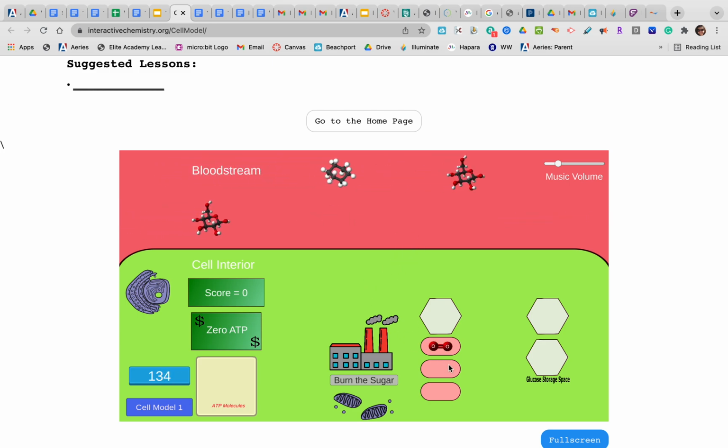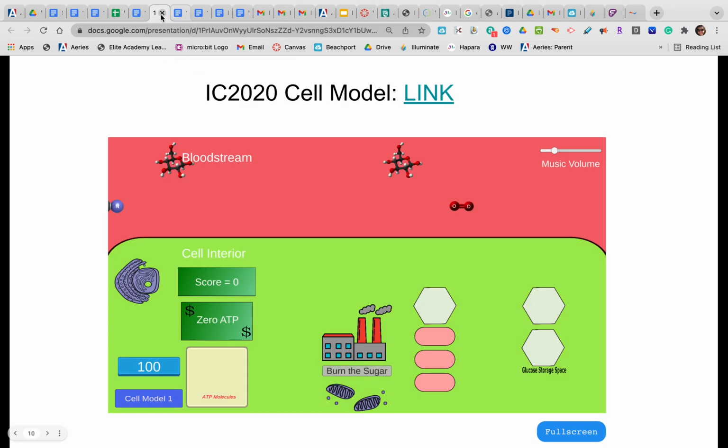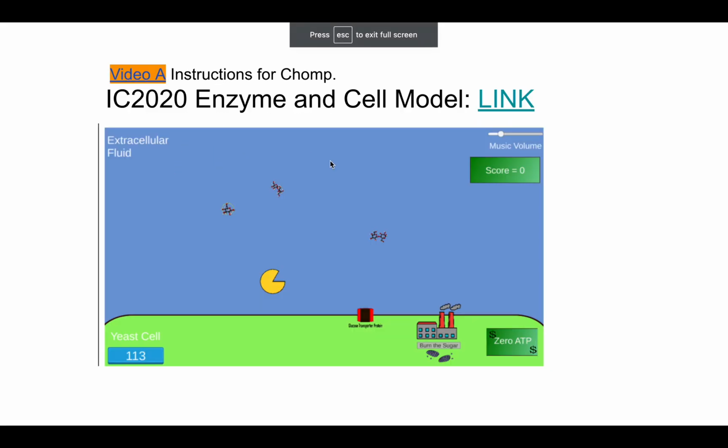So you can grab an oxygen, bring it in. You can grab one of these and bring it in. You can grab another one for storage. So you're going to need 3 oxygens. Notice that you cannot bring the carbon dioxide in, right? But here's another oxygen that I can grab and bring in. And then I can burn the sugar and make ATP. Okay, so you're going to be running through that one time just to refresh your memory. And then you're going to be looking at this next video.